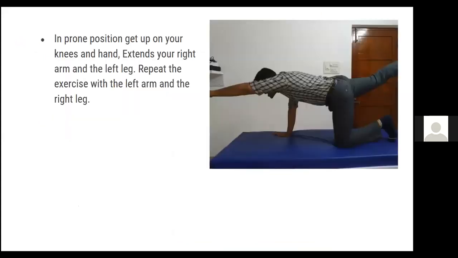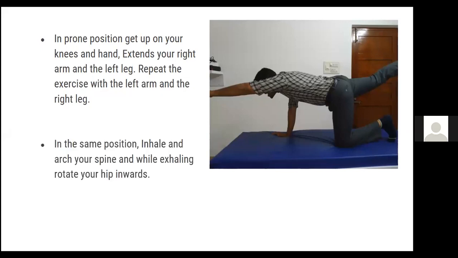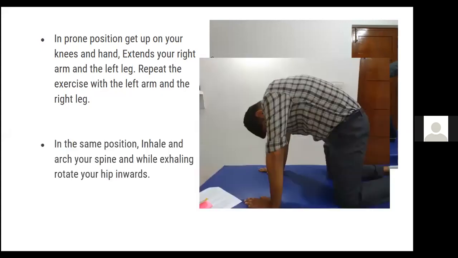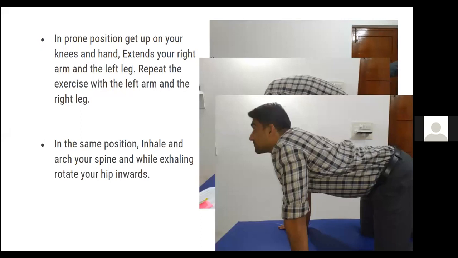So in prone position, we call this the rocket man. Get up to your knees and hands, extend your right arm and left leg, so opposite sides. Repeat the exercise with the left arm and the right leg, so you have to change in between. In the same position, inhale and arch your spine, and while exhaling, rotate your hip inwards. So this is how to do it.